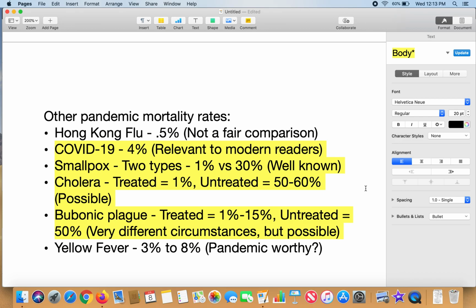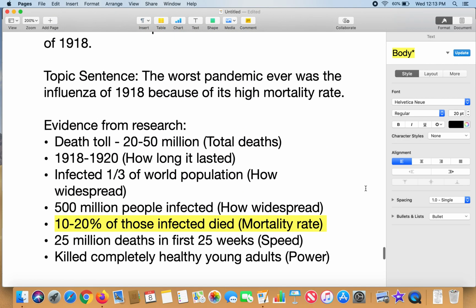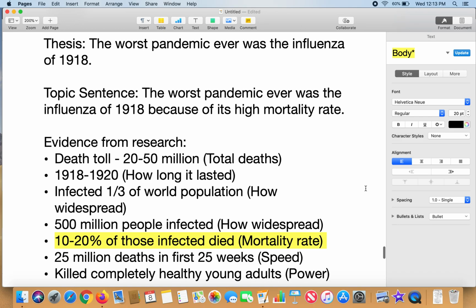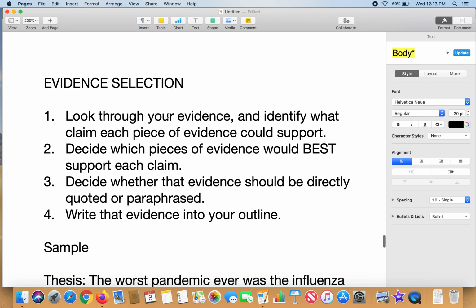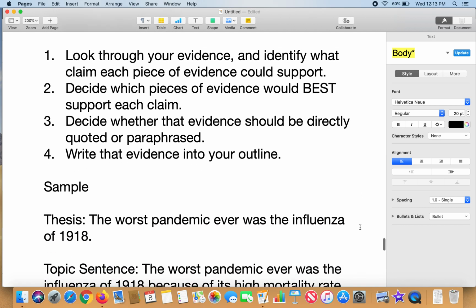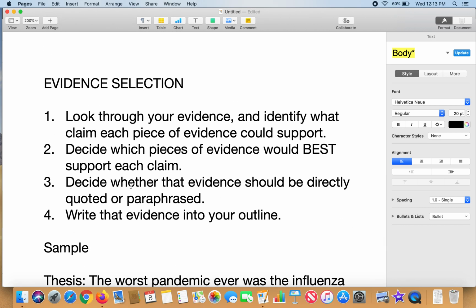So this is the evidence that I've selected to use for this paragraph. You should follow a similar process in your own evidence selection. Again, you should be analyzing what the evidence could support, which pieces of evidence best support the claim, making sure you have enough evidence, and then future steps will be taking you through whether that should be directly quoted or paraphrased.